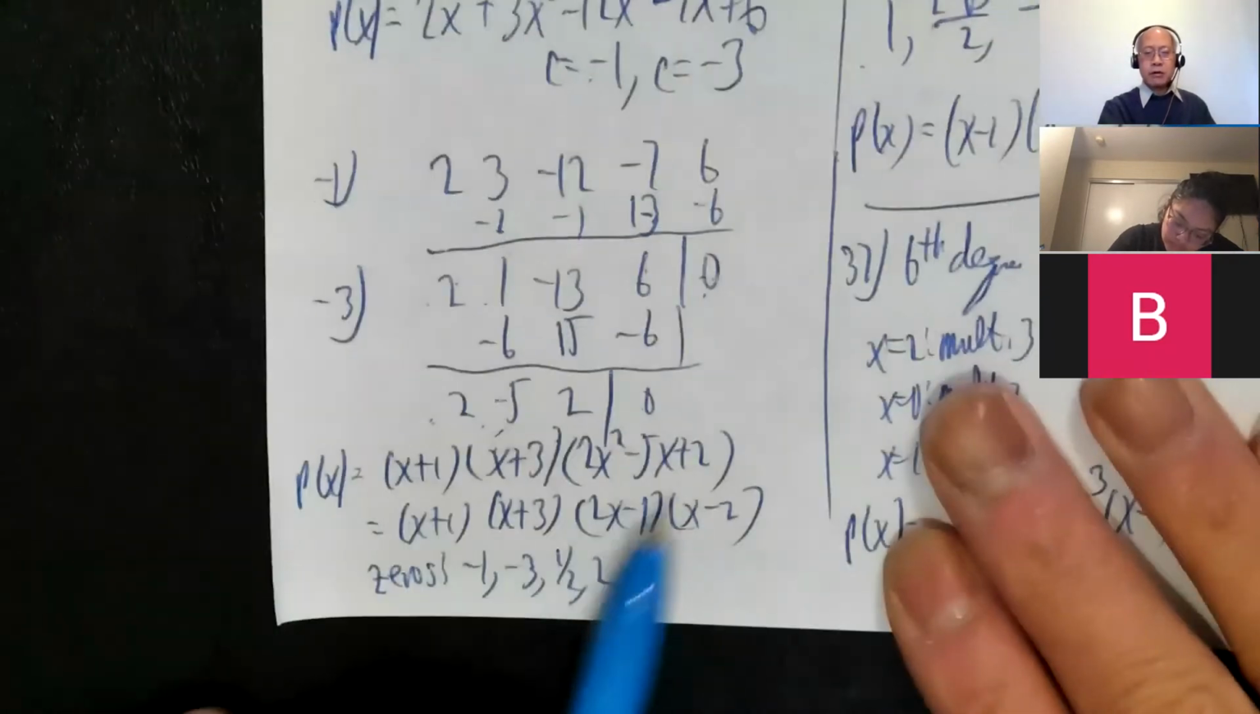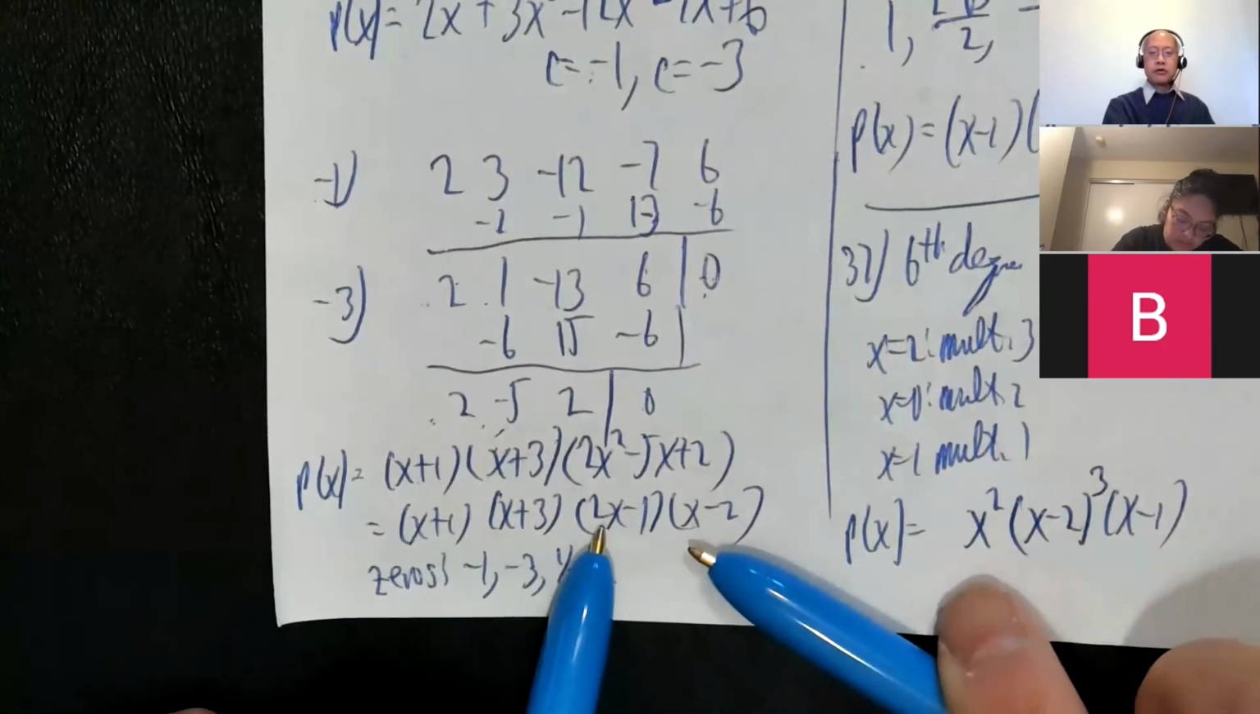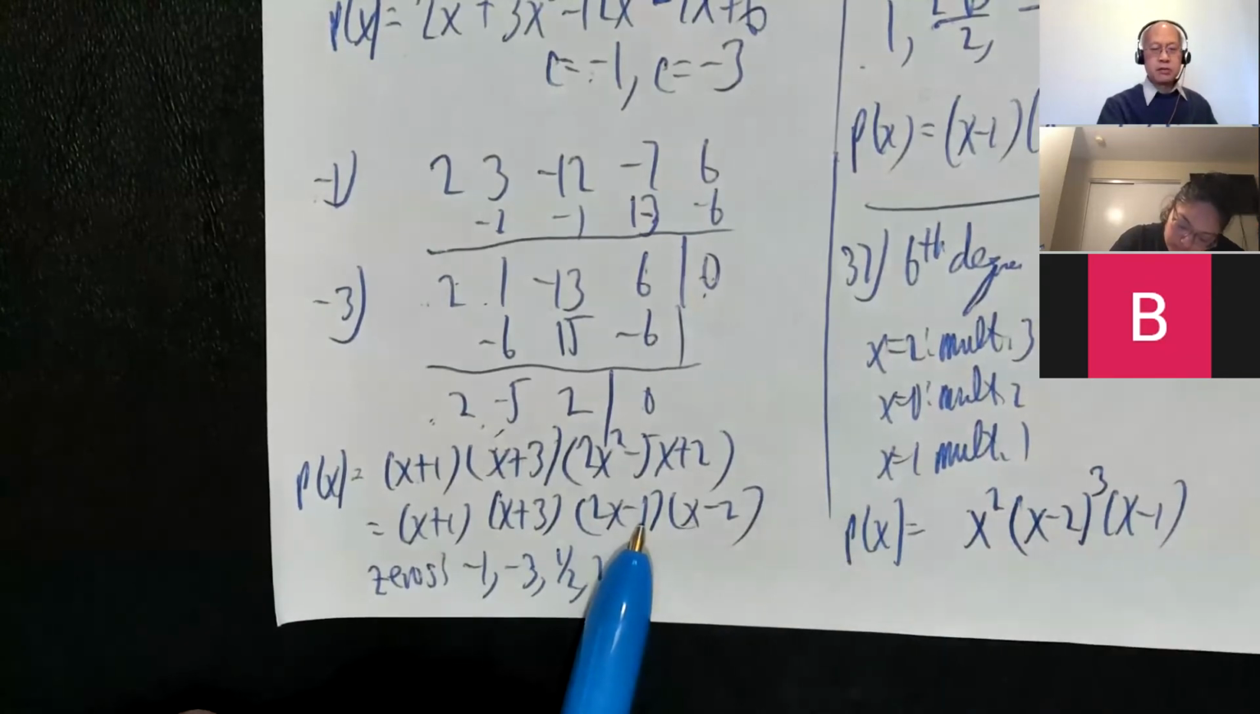This turns out to be factorable. 2x minus 1, x minus 2. That's easy to check with FOIL. First, 2x squared minus 4x minus 1x is minus 5x, and then plus the 2.